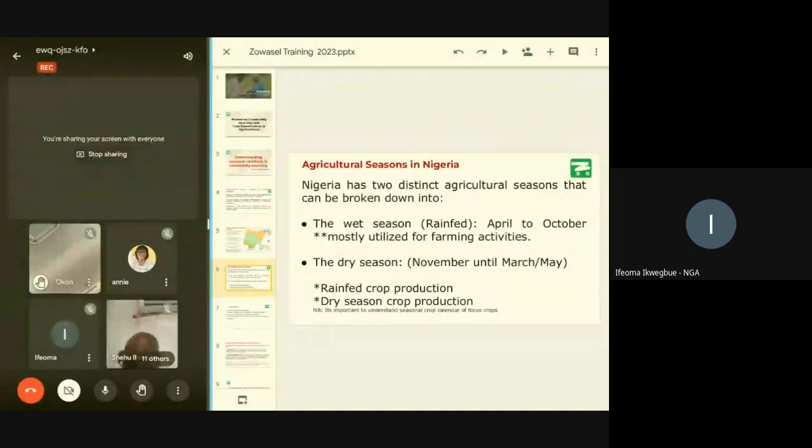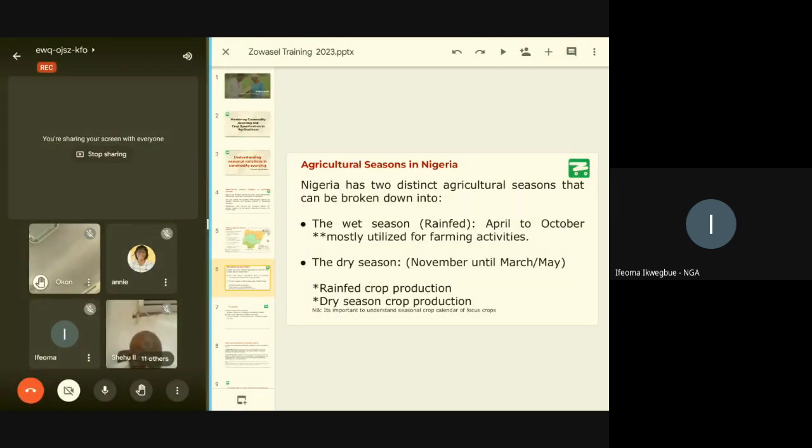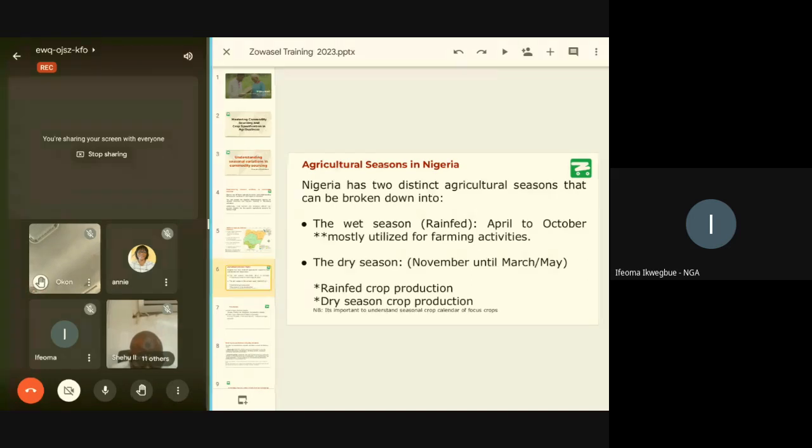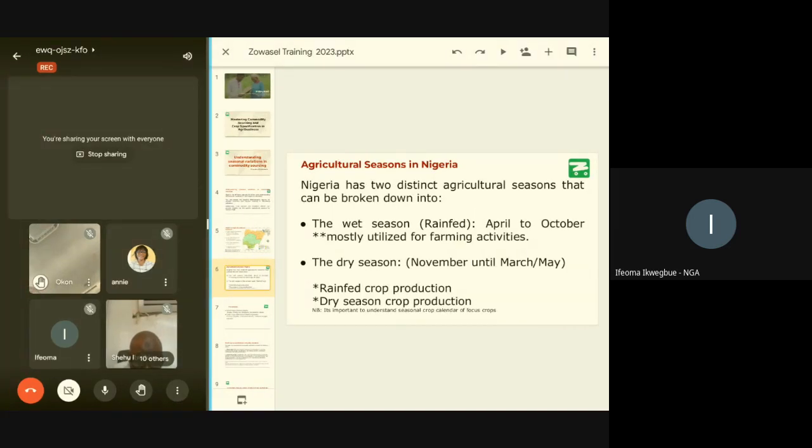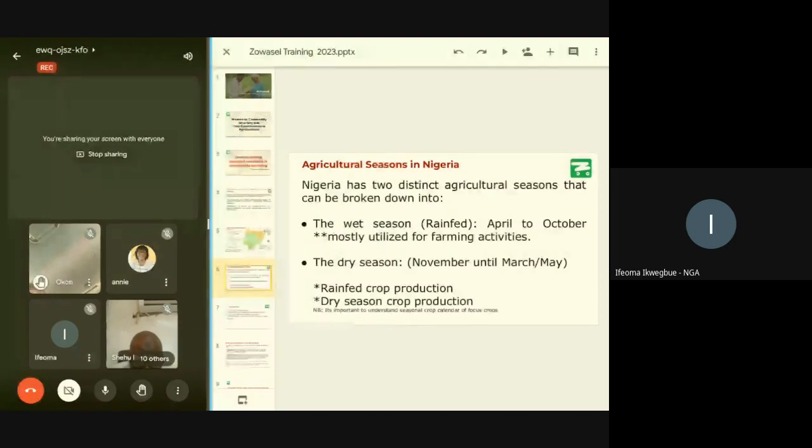It is also very important to note that in Nigeria we have two basic agricultural seasons: the wet season and the dry season. The wet season spans from April to October. This season is utilized for farming activities, whereby a large number of farmers go into the farm, do land preparation, and that lasts till the crops are harvested. A few farmers do dry season farming, depending on the availability of irrigation facilities, and this runs from November until March, depending on the location in the country.